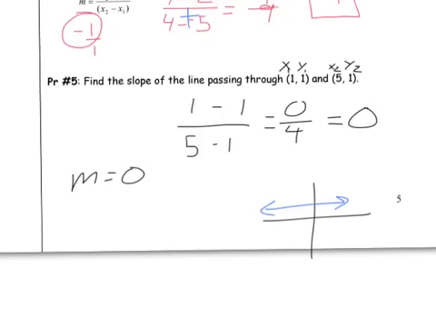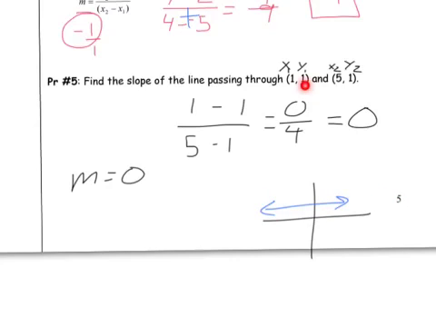Okay, well, we did y2 minus y1, x2 minus x1. We got 0 over 4, which is just 0. So we have a slope of 0. What does that mean? Well, that means it doesn't go up or down at all. It just goes straight right to left. And this is actually what that would kind of look like right here at y equals 1.